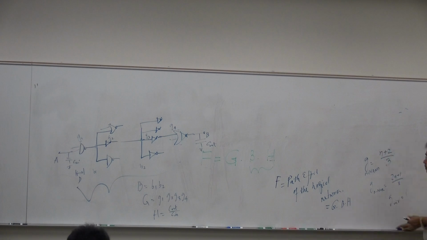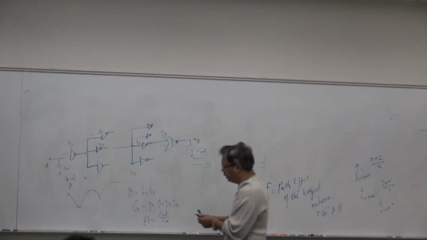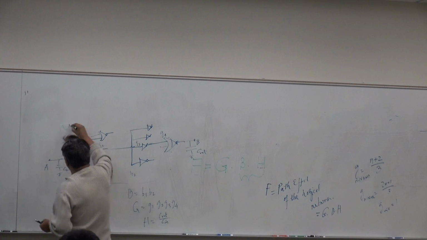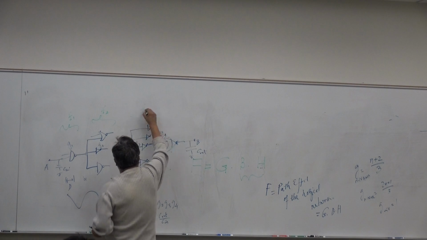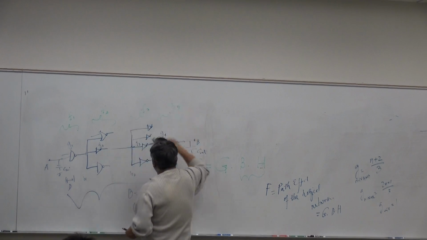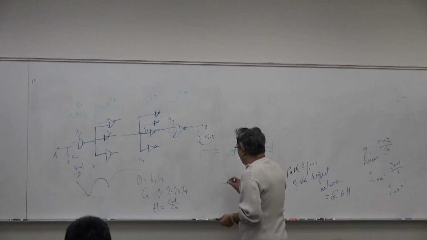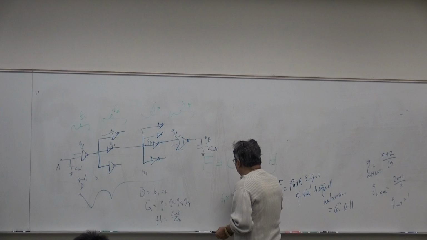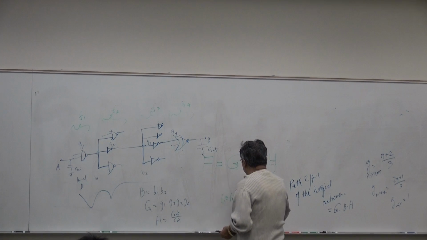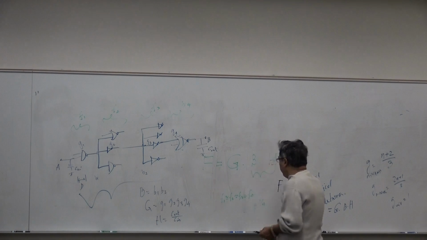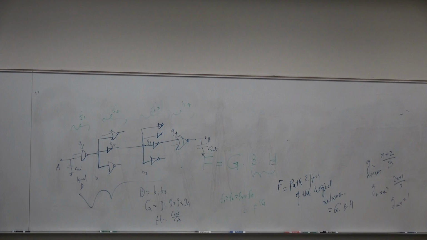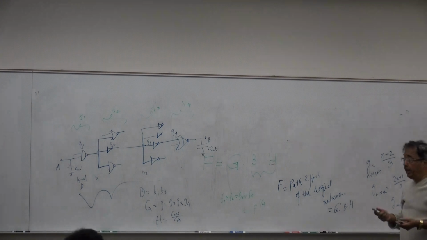Then our goal will be to basically distribute the F4, F1, F2, F3, F4 equally. So we'll try to make F1 equal to F2 equal to F3 equal to F4. And that will be equal to F to the power 1 by 4. The idea is that if I do this, then my delay is minimum.